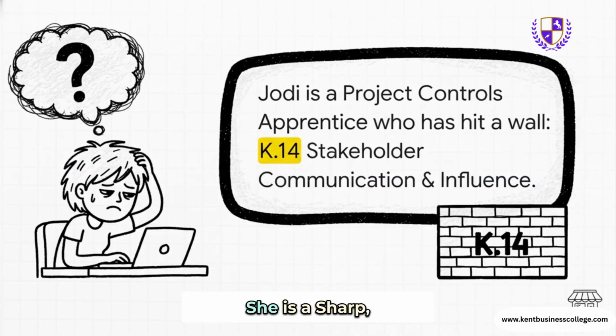So meet Jody. She is a sharp, talented, level 6 project controls apprentice over at IBIS stores. But right now, she's hit a really common wall. K14. That feeling of, how on earth do I even prove this, is probably something you're feeling too. So we're going to follow her journey from total confusion to complete confidence. And by the end of this, you'll have a clear path to do the exact same thing.